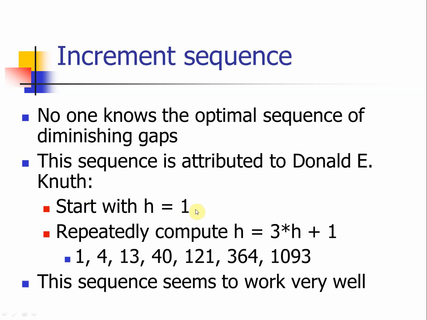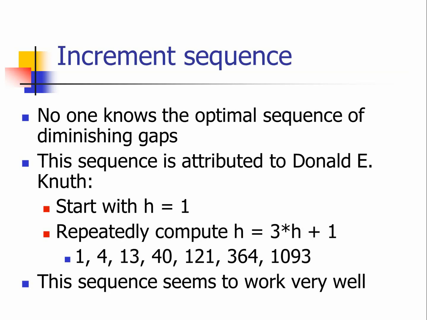Say now h equals 1. So that's the first one. We will need to do the 1 sort. Basically, this is the bottom. And then the next value would be 3 multiplied by h plus 1. Obviously, the next value is 4. The next value is 4 multiplied by 3 plus 1, which gives you 13. 13 multiplied by 3 plus 1 equals 40. So these numbers are somewhat similar to the Fibonacci numbers.